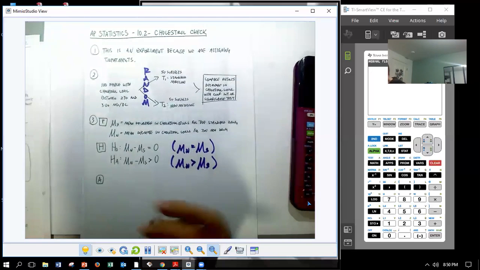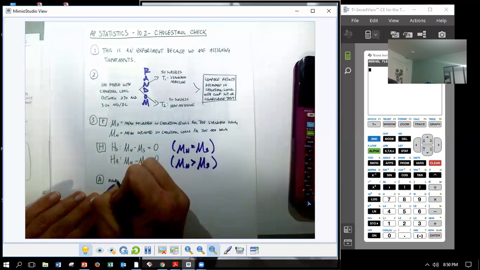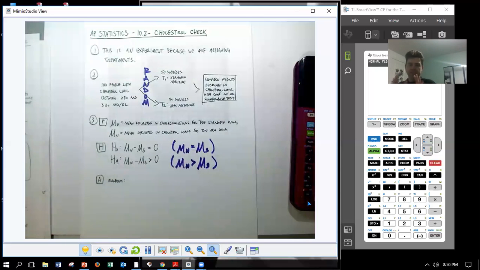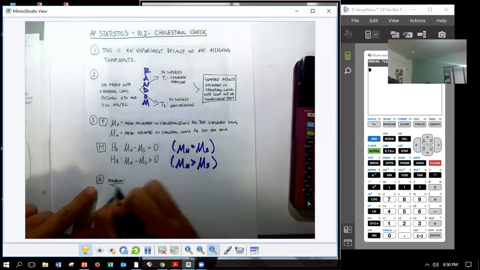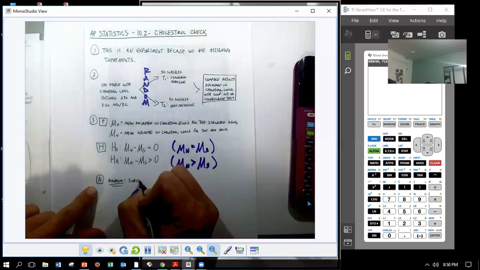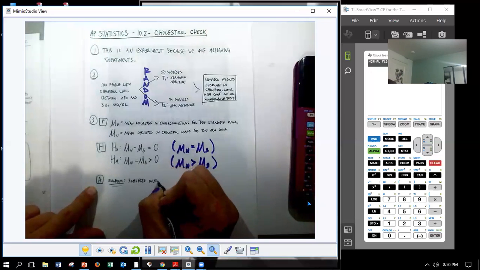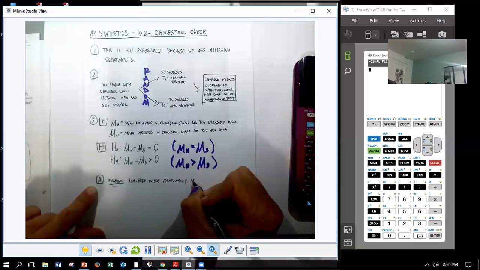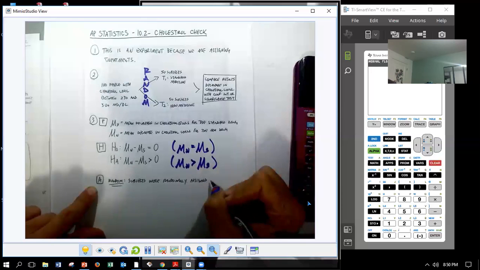Okay. Let's go to P, H, A. So A is our assumptions. So we have to take a look at random. And the randomness here is not the fact that we had random subjects, because remember, we can't randomly pick people and get them to be in that cholesterol range, but we still need randomness to take care of it. So what we did with randomness here is we took care of the randomness by randomly assigning them to treatments. Okay? That's really what we're looking for here. So subjects were randomly assigned to treatments. That's important. We need that randomization.